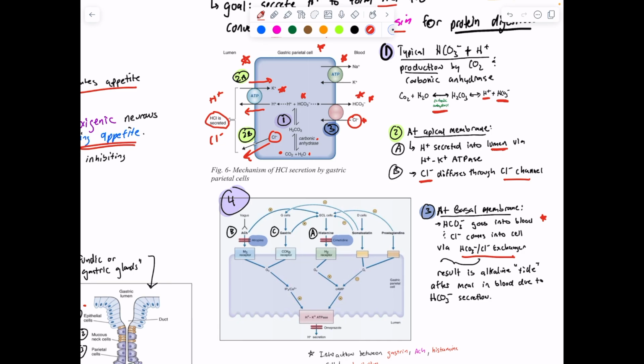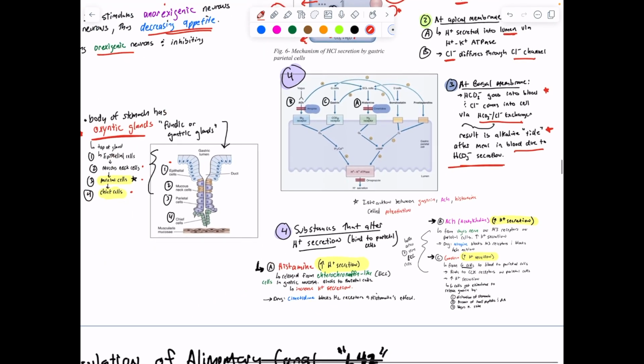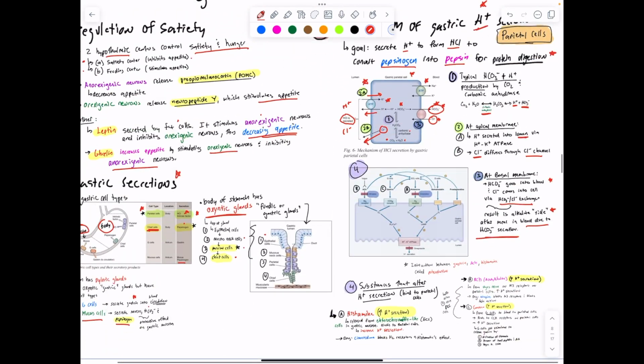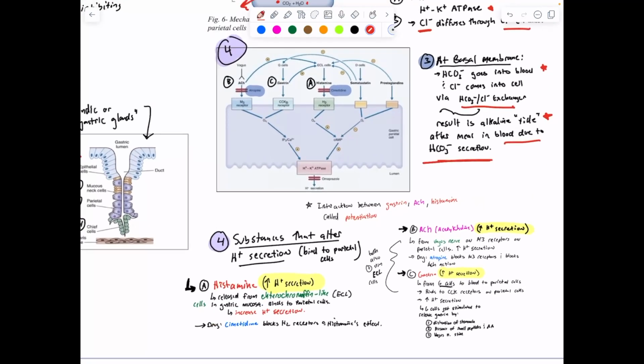Or chloride comes into the cell, but this bicarbonate is basic, and so you have this alkaline, aka basic, tide after a meal due to this bicarbonate secretion. All right, so we have H plus going out based on the H plus K plus ATPase, and then you have Cl minus going through Cl channels.